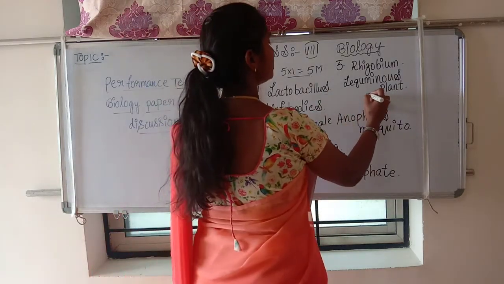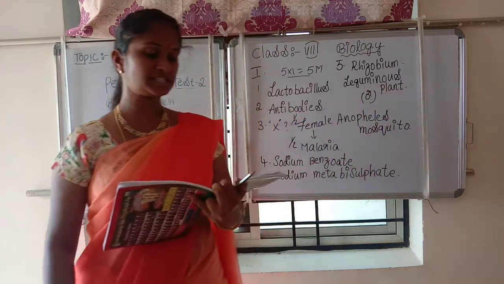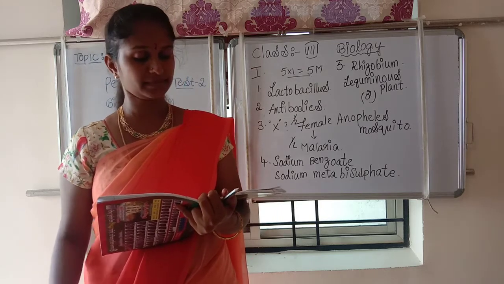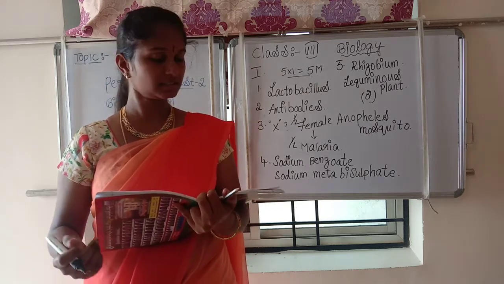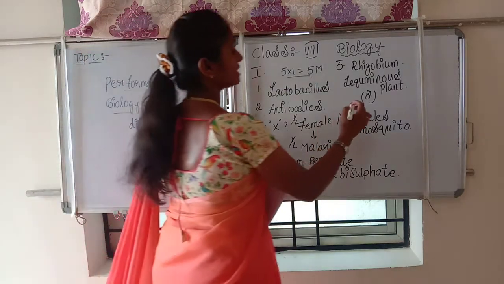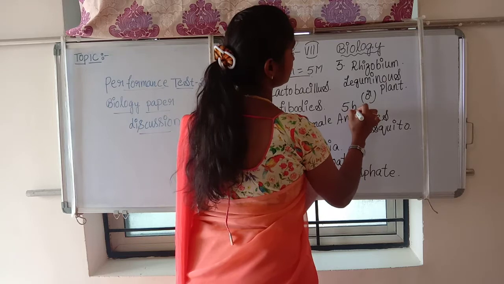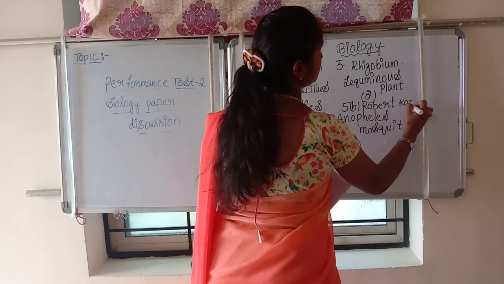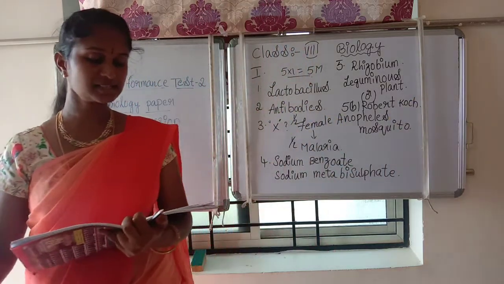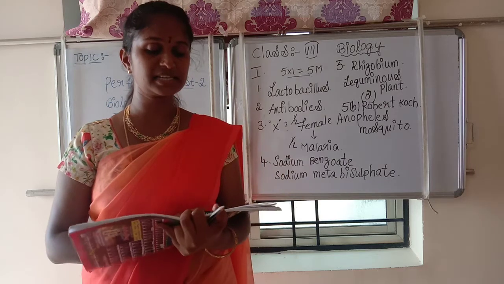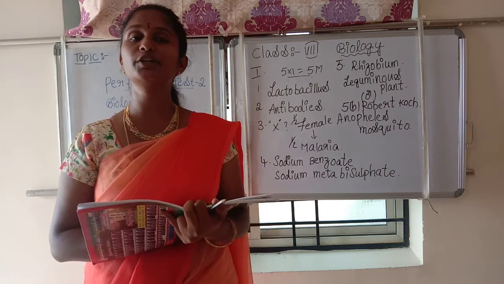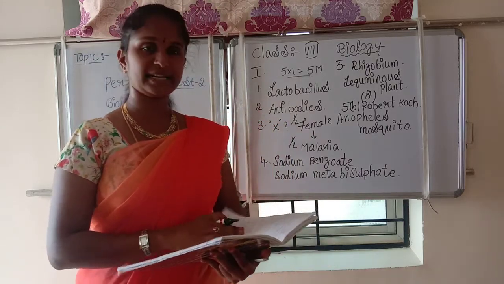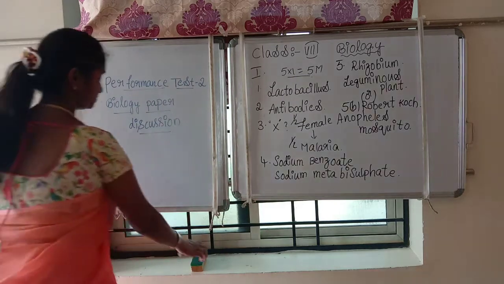And here one more internal question is there. Which scientist discovered the bacterium which causes anthrax disease? The answer is Robert Koch. Robert Koch was the scientist who discovered Bacillus anthracis, which causes the anthrax disease. This was the first Roman, students, and next we are going to discuss the second Roman.